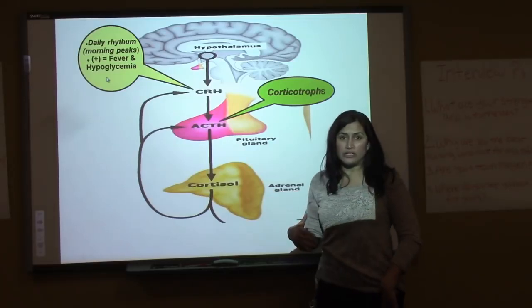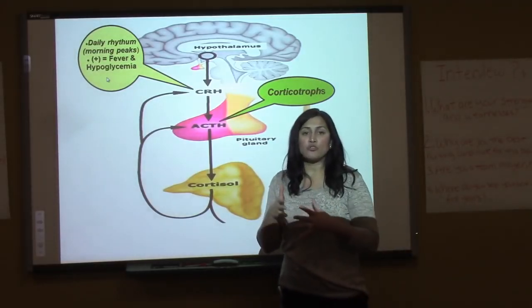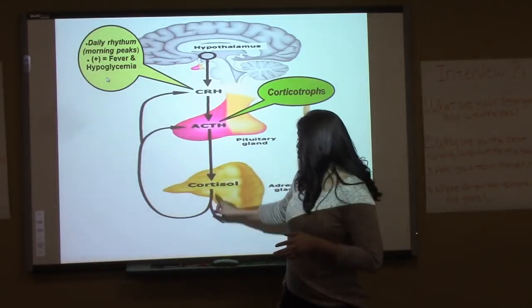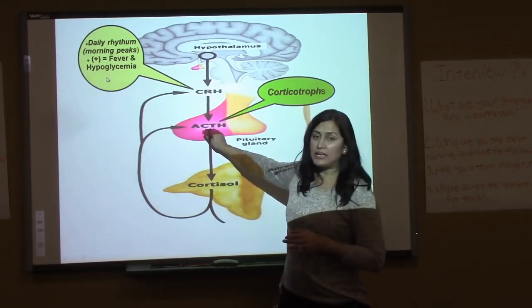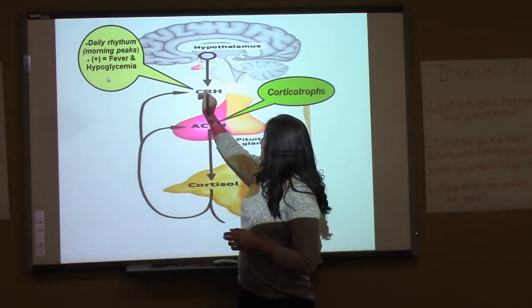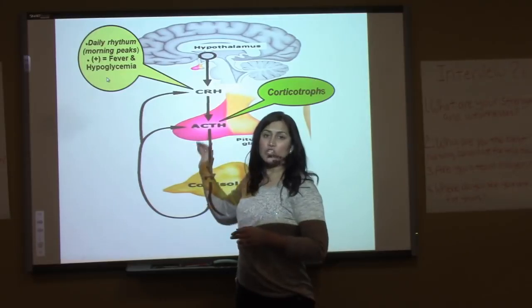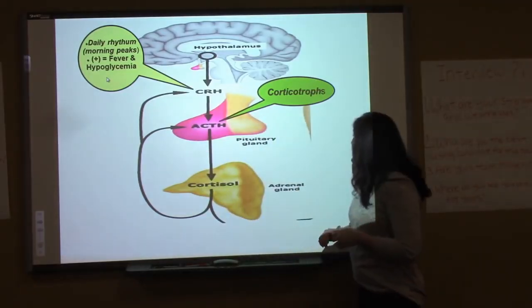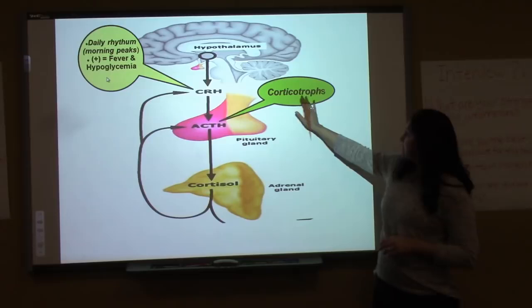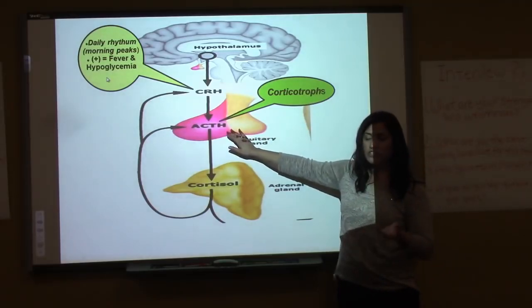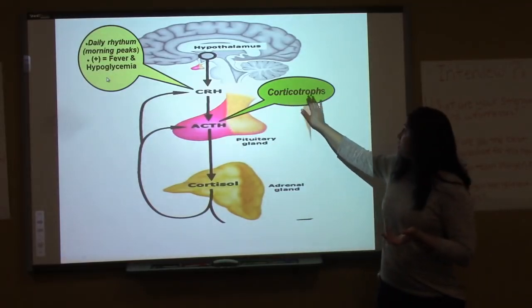Once cortisol is released, there's a negative feedback loop. It has to control how much cortisol is released. So cortisol will go back, inhibit ACTH from being released, and inhibit CRH. Therefore, it controls its own secretion. Which cells release ACTH from the anterior pituitary? It's corticotrophs.